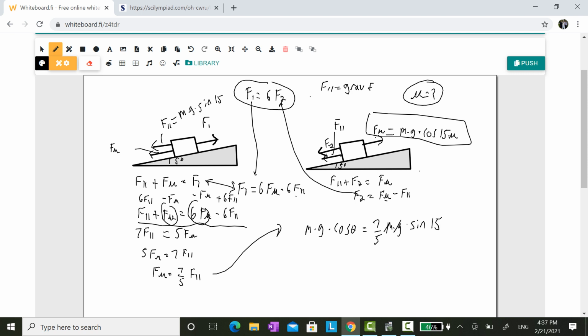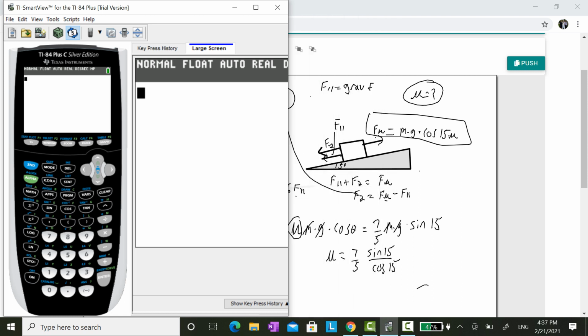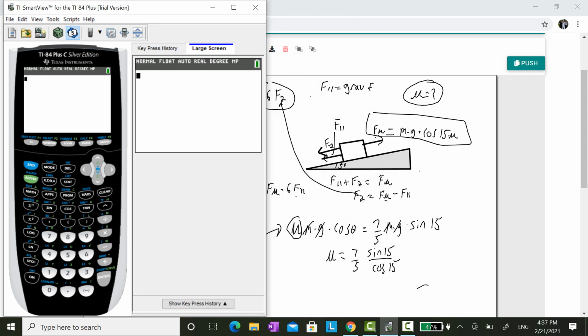So m and g cancel out, and that's convenient because they never gave us mass in the problem. So it's mu times mg times cosine of theta, that's what this F mu is equal to. So I say mu equals 7/5 times the sine of theta, which is 15 degrees, divided by the cosine of 15 degrees. Okay, so we pull out our handy-dandy calculator. Make sure you're in degrees on your calculator.